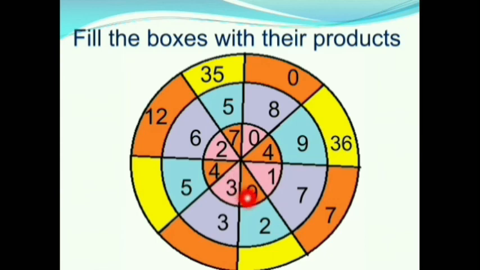Next number is 9 and 2. 9 into 2 is equals to 18. So we will write 18. Next number is 3 and 3. 3 into 3 is equals to 9. So we will write 9. Next number is 4 and 5. 4 into 5 is equals to 20. So we will write 20.